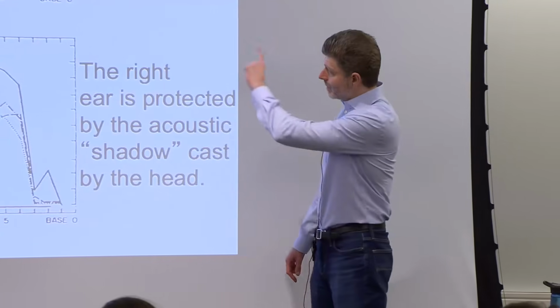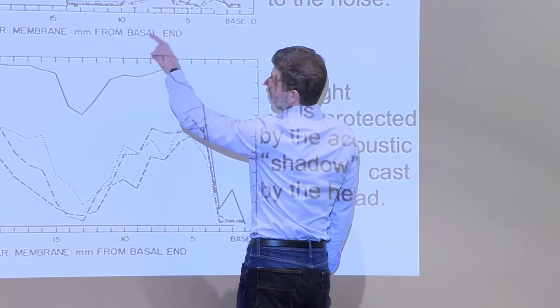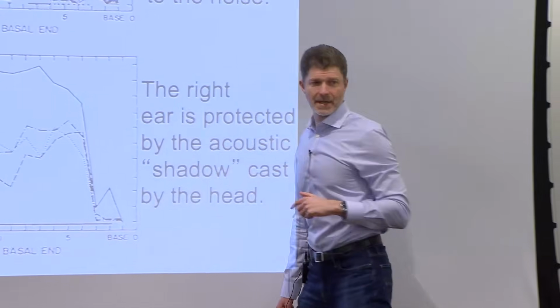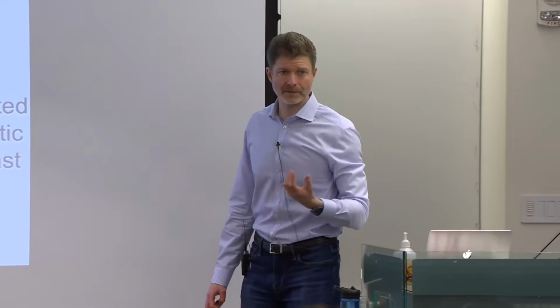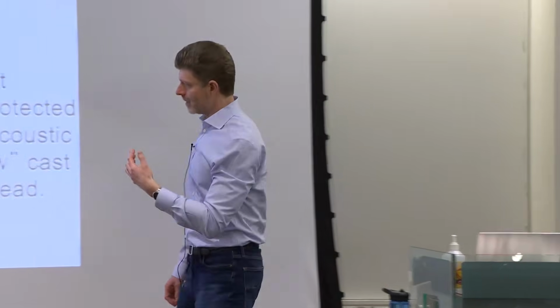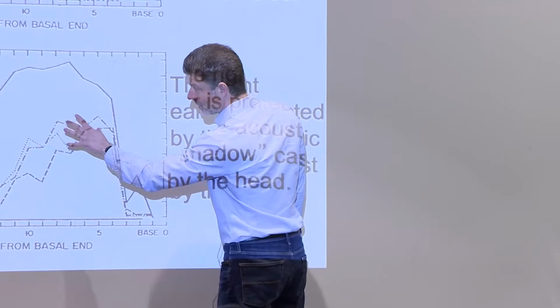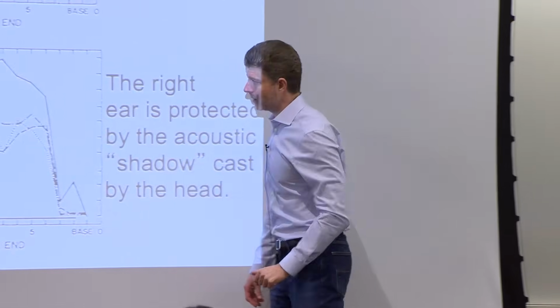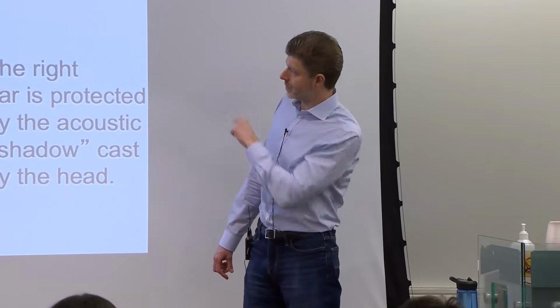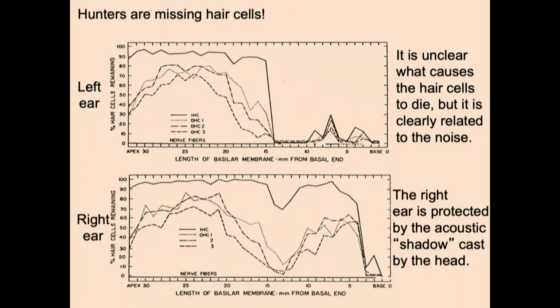And you can see that at the basal end of the basilar membrane in the left ear, there's this precipitous drop in the presence of hair cells. Okay? And certainly, the right ear also doesn't look normal, but it's not nearly as pronounced as what you see in the left ear. Okay? And we again think that's because the right ear is protected by the acoustic shadow. Okay. Any questions about that?